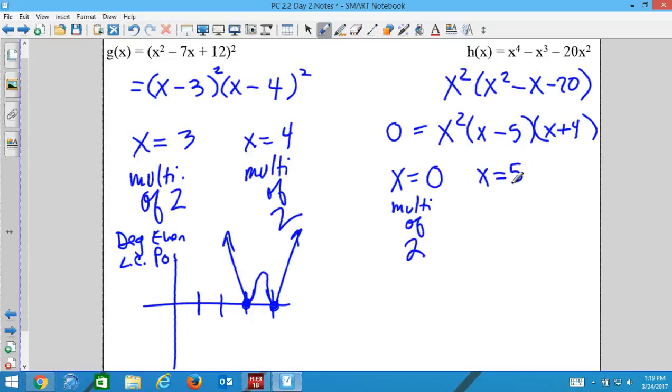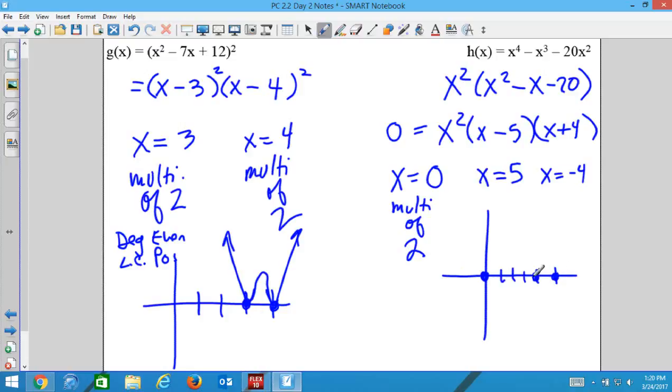Any multiplicity other than 1? Then you don't need to write it. If it's a multiplicity of 1, don't worry about writing it. If you do, there's nothing wrong. I just want to save you some time. How about x equals negative 4? Multiplicity other than 1? Then we don't need to bother to write it. So if we were going to sketch this one, we'd have 0, we'd have 5, and we'd have negative 4.